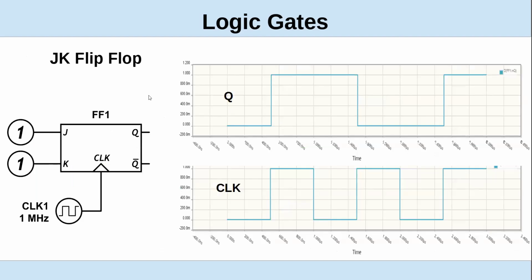Here's a different version called a JK flip-flop. It's maybe a little more versatile, where we have two inputs that determine how it operates. And in this case, with both the J and K inputs set true, it's going to act as a toggle. So it's going to change state on every clock pulse. So it's basically counting in binary. So it's dividing the clock by 2. So we now have a signal that's half the frequency of this frequency.